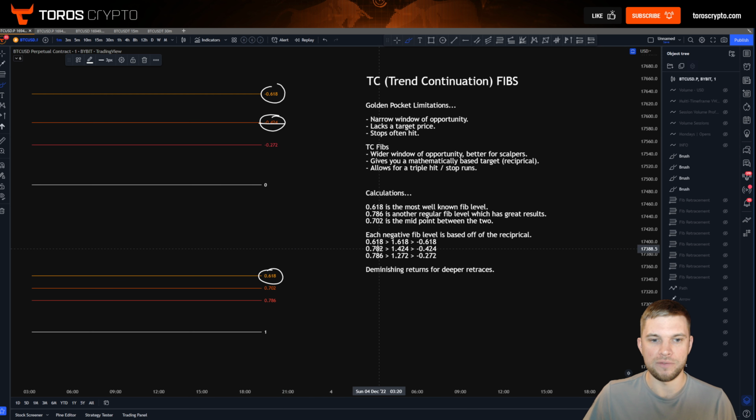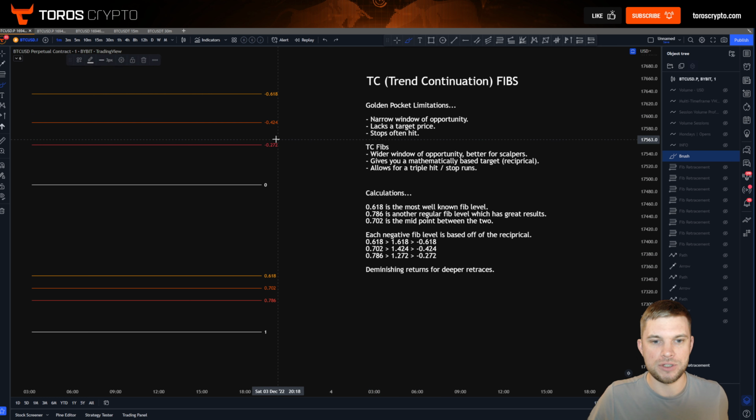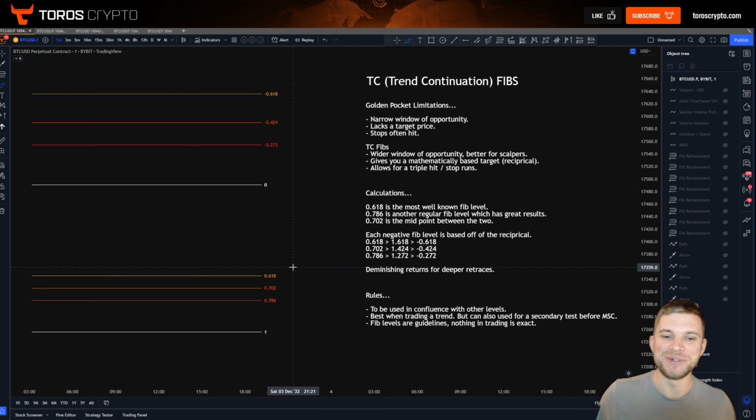And the reciprocal of the 786 is the 1.272. Then you flip it into a negative and you've got your negative 0.272. So what that then leads you towards is, actually, I've got one more bit of text, the rules, okay?